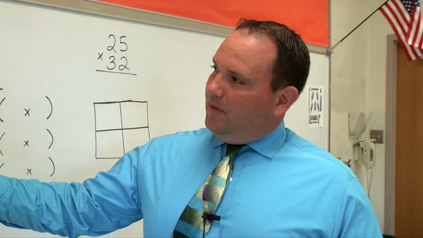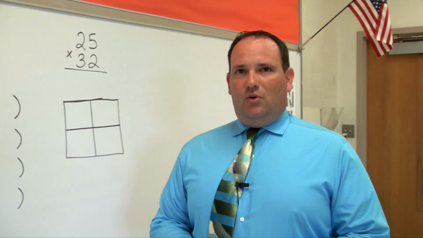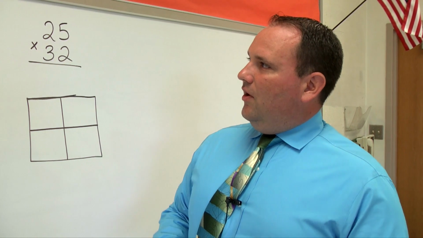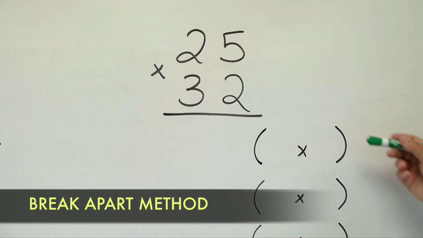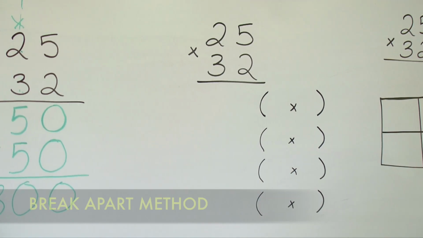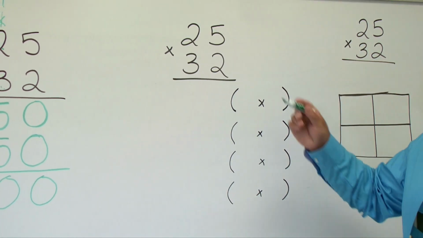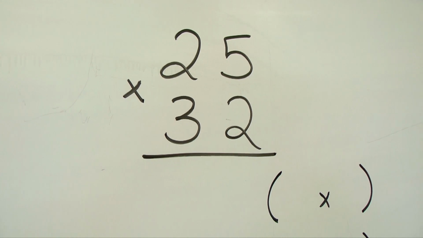Now, some people might not like this way. I have 2 more ways to show you. They're going to involve breaking the problem apart using place value. So let me get started. You'll notice I have the same problem written here. I also have 4 separate parentheses with multiplication signs inside there. What I'm going to do is take each place as it is and do a smaller problem.